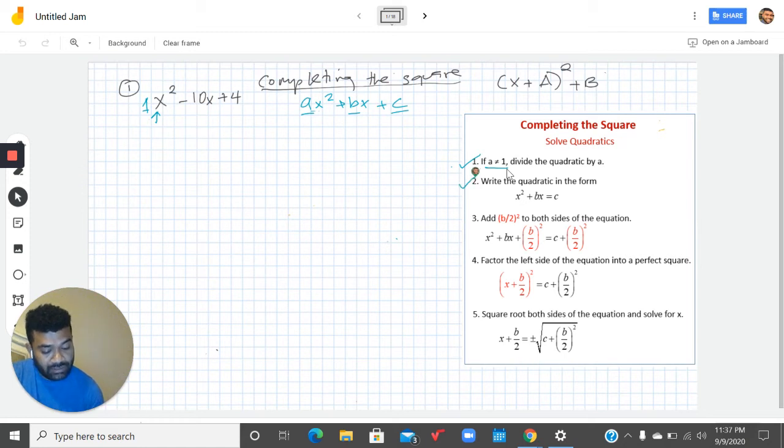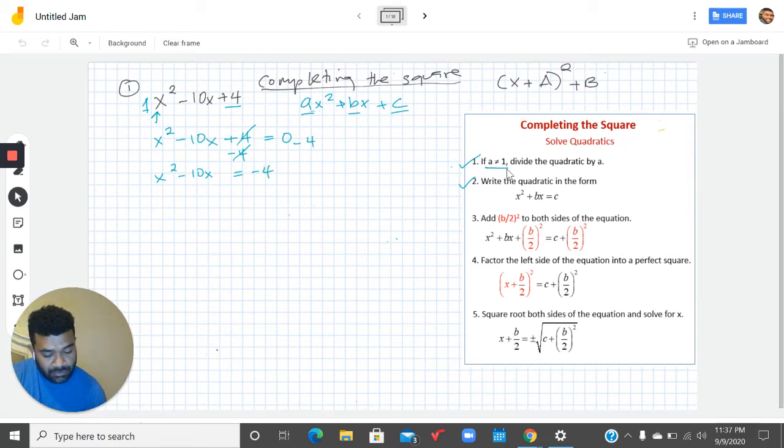It says write the quadratic in the form x squared plus bx equals c. This means that we have x squared minus 10x, and now that 4 we need to move to the right, so we will have a negative 4. In order for us to move the 4 to the right, we'll have a plus 4 equals 0, and then a minus 4, and then a minus 4. So these two will cancel. We are left with x squared minus 10x equals a negative 4 on the right.